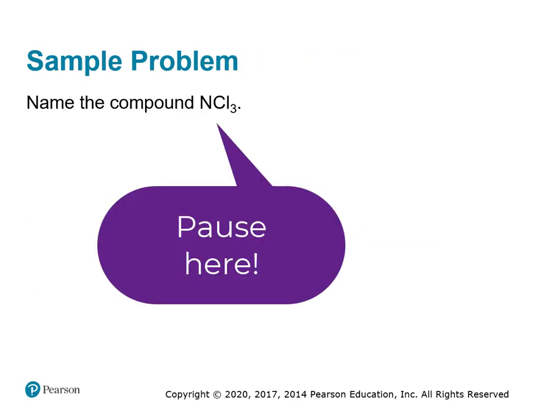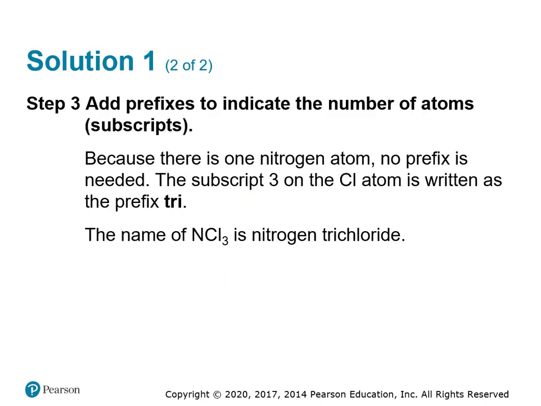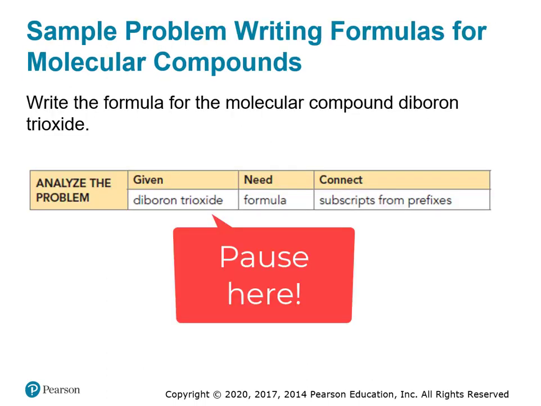Can you name this compound NCl3? Hopefully you looked at this and you said nitrogen and chlorine. Look at your periodic table and you discovered that nitrogen is a nonmetal and chlorine is a nonmetal. So it is a molecular compound. And because of that, we have to use prefixes. There's one nitrogen, so we just say nitrogen. There's 3 chlorines, so we would say trichloride. Nitrogen trichloride.